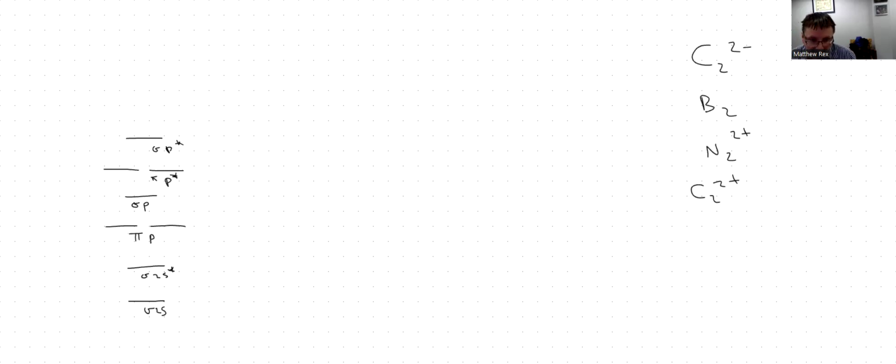For carbon, C2 2 minus, carbon has 4 valence electrons, so 2 of those would be 8, but we have a 2 negative charge, so that's going to make 10. So I've got to put in 10 electrons. 1, 2, 3, 4, 5, 6, 7, 8, 9, 10. So my bond order here should be 8 minus 2 divided by 2, or a bond order of 3.